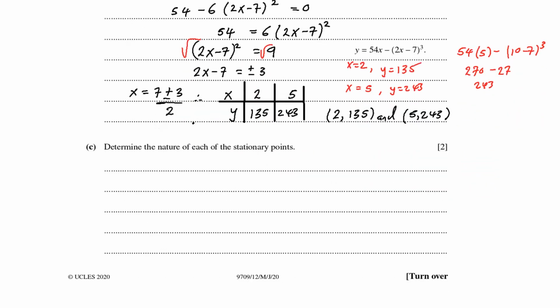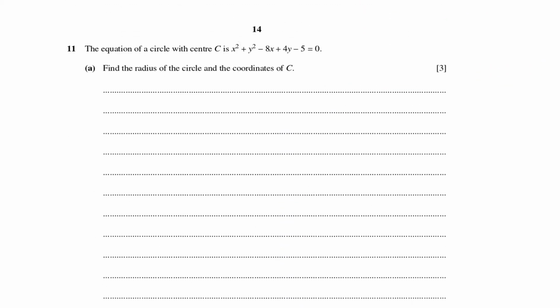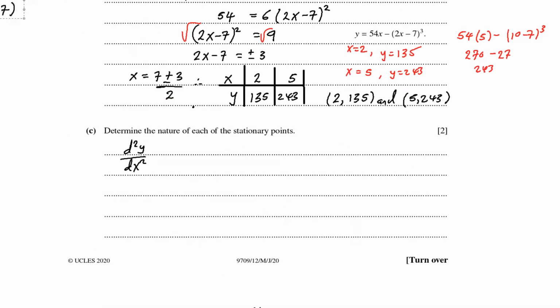Then on part C, determine the nature of each of the stationary points. Now for the nature of the stationary points, we are going to need the second derivative. So that's d squared y by dx squared. And we'd already gotten that in part A, and it came out as this. So I'll paste it here. So this is what we got for the second derivative. So we're going to use x is equal to 2 and x is equal to 5 to determine the nature of each of the stationary points.